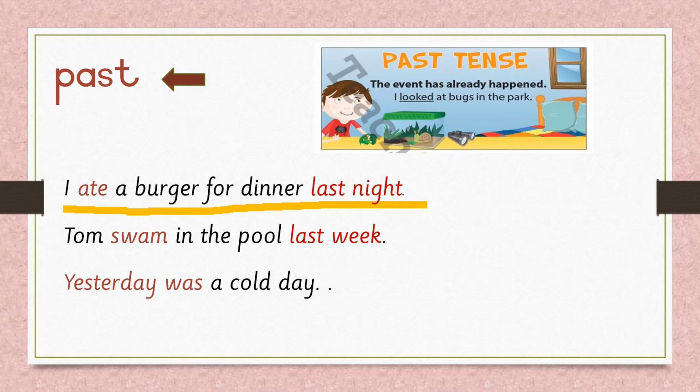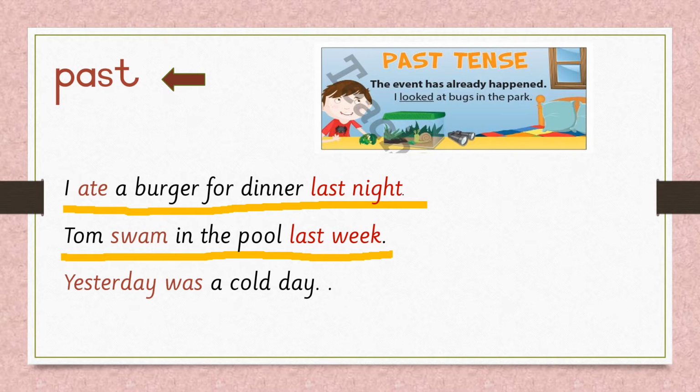Let's look at the next one. Tom swam in the pool last week. What are the words in red? Swam and last week. So once again, that tells you that it's already happened. Swam. You don't say, I am swimming in the pool now. No, swam says that it's a past tense verb. It's already happened. And last week, of course, also tells you when it happened in the past.